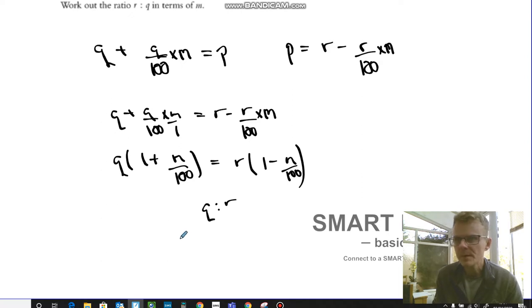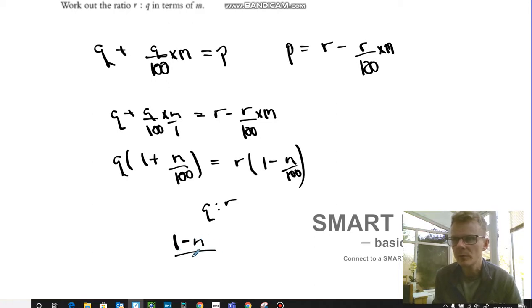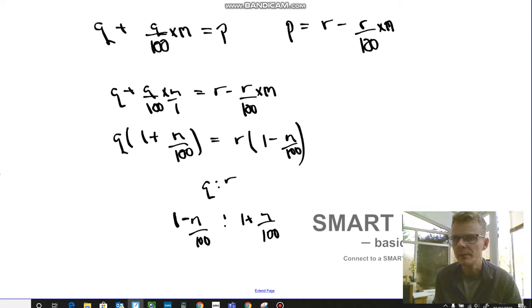So it would be 1 minus m over 100 to 1 plus m over 100. You can see I've switched those two around to get the ratio. That's what I'd have to multiply the other one by to make these two things equal to each other. So this would have 1 plus m over 100 times 1 minus m over 100, and then conversely this one would have 1 minus m over 100 times 1 plus m over 100 to make them equal on both sides.